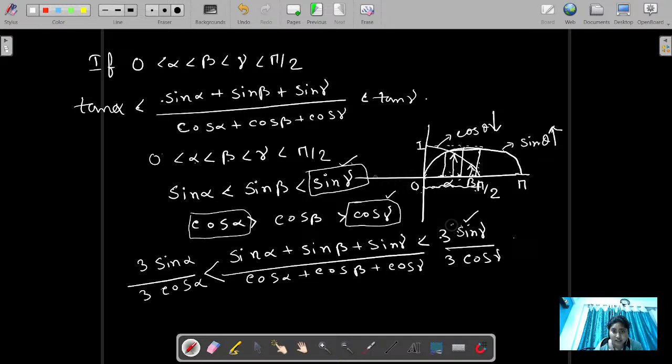So this value is greater because sine gamma is greater and cos gamma is least. But in this case, cos alpha is the greatest and sine alpha is the least. If I divide the least by the greatest, I will get the least value, right? So that's why this one is less than this. I think this is clear. If we cancel this 3 and 3, here also, I will get tan alpha, and this will be tan gamma.